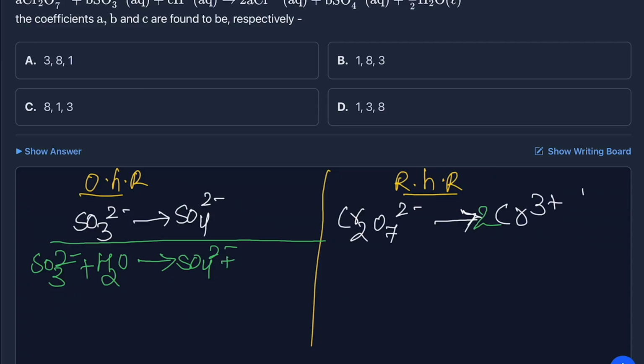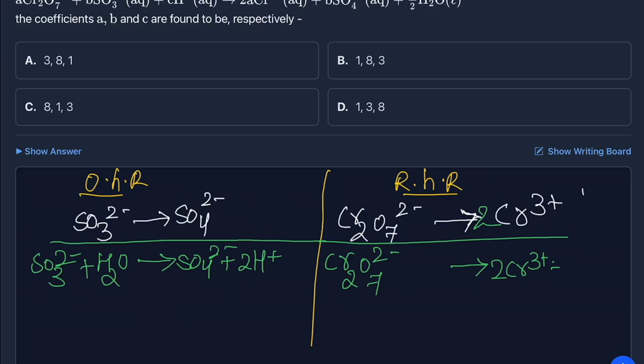So SO3 2- plus H2O gives SO4 2- plus 2. Next, balancing the hydrogens: here there are 2 hydrogens and on the other side none, so we add 2H+. Next, Cr2O7 2- has 7 oxygens and the product side has none, so we add 7 water molecules: Cr2O7 2- gives 2Cr3+ plus 7H2O. Next, hydrogens: 7 twos are 14, and there is no hydrogen on the other side, so 14H+.